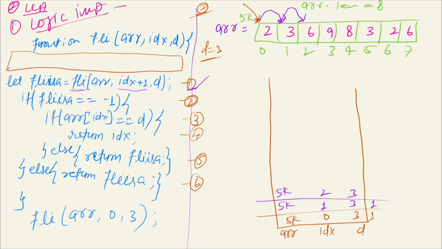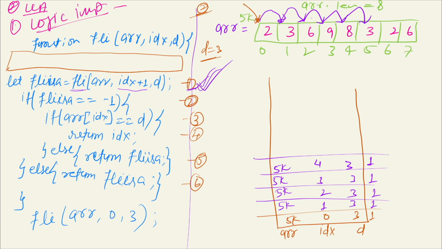So here 2 and then 3, then line number 1 executes again, and this will go to here. Now the index increases, so now index is 3, and here d is 3. Then again line number 1 executes, and the index will be increased. Here it will be index 4, this will be 3, line number 1 executes again, and it will go to here. We are assuming that we are not finding any matching element.